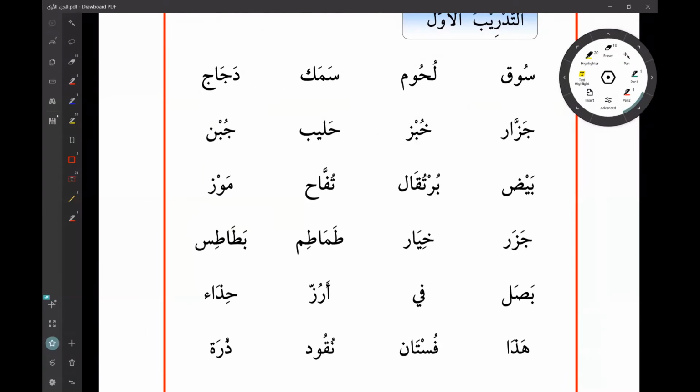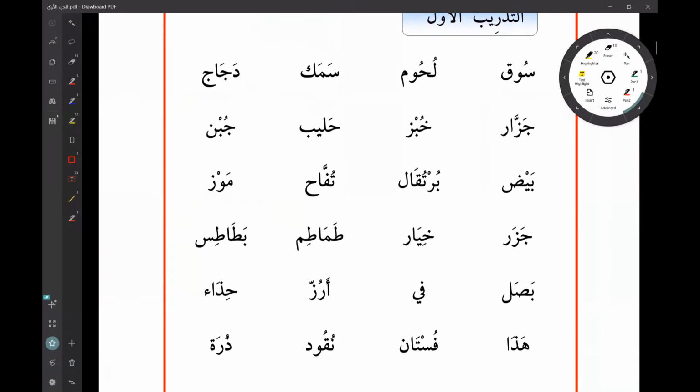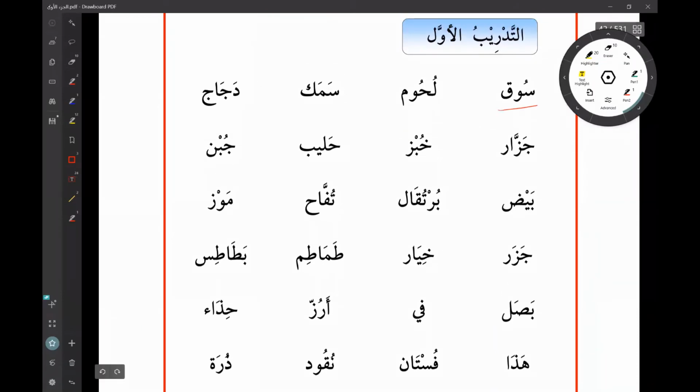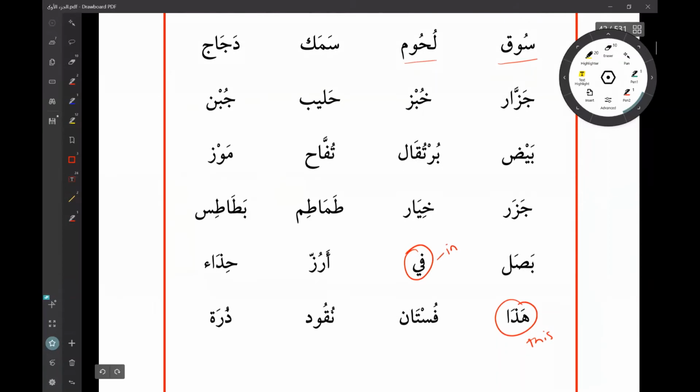For example, like a lot of these things, it's just something that we have to memorize, right? Suq, market, luhum, meat, samak, fish. Just go through them, memorize it. We have a few interesting words like fi, which is the preposition in, right? We have hada, which is this, a demonstrative pronoun. In Arabic, we say ismu ishara, right?